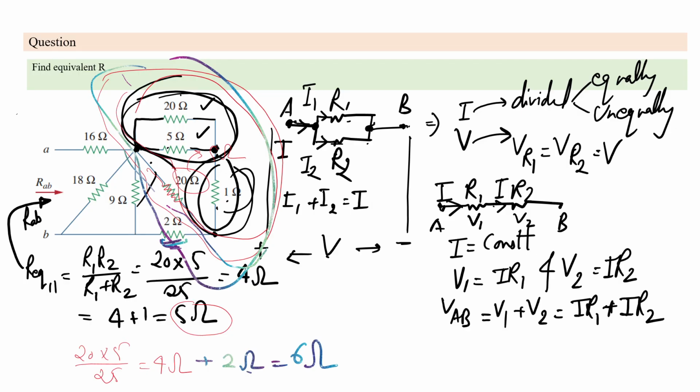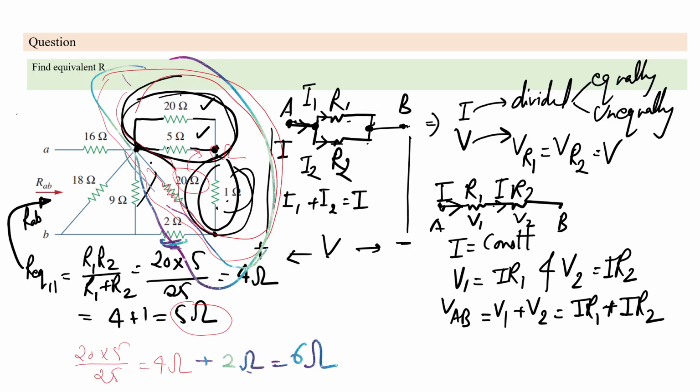For this question, if you are going to find out the R equivalent of the system, if you see the 20 ohm and the 5 ohm, here the two nodes are common, so they are in parallel. So what is the R equivalent? 20 multiplied by 5 divided by 25 is equal to 4 ohms. And 1 ohm is in series, so 4 ohm plus 1 ohm comes out to be 5 ohms.